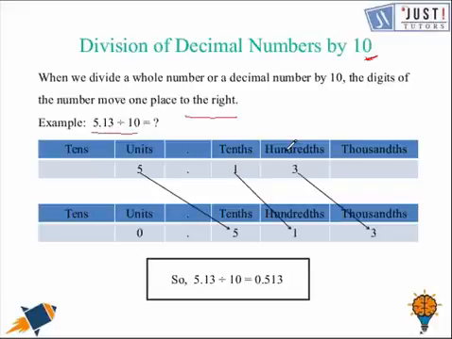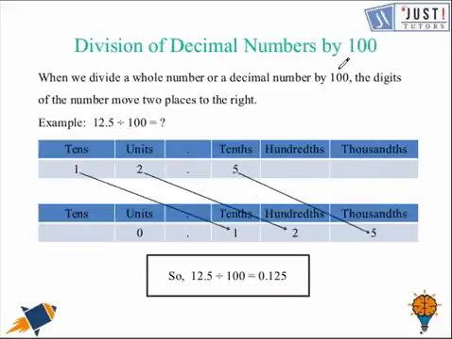5.13 divided by 10. First of all, we'll put the number in a place value chart. And if you want, you can fill the blank places with a placeholder 0. Then we'll start shifting the digits one place to the right. So the units digit would come into tenths after the decimal, then the tenths digit would come into the hundredths, and then the hundredths digit would come to the thousandths. Again, you can put the placeholders if you want. So the answer for this question would be 0.513.